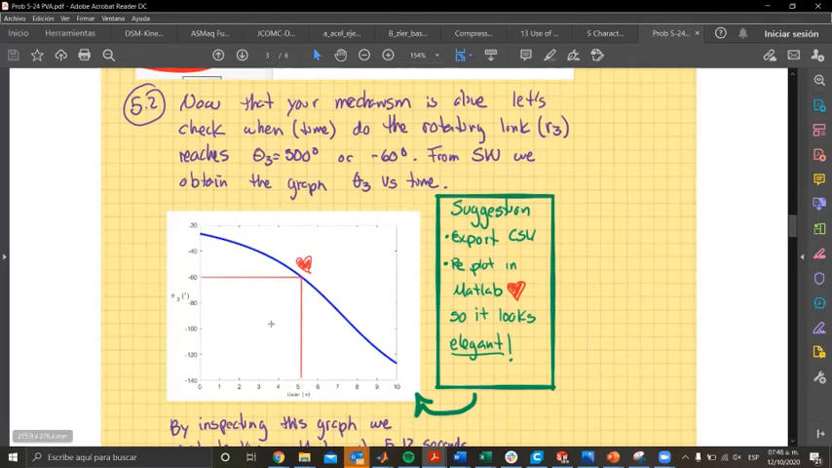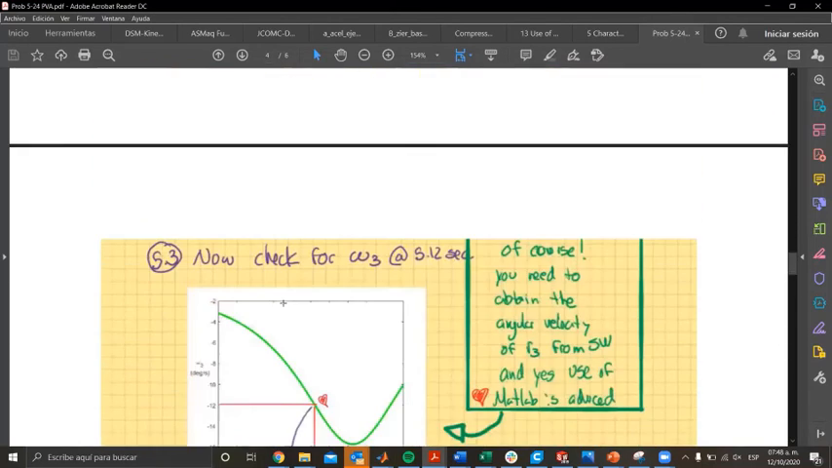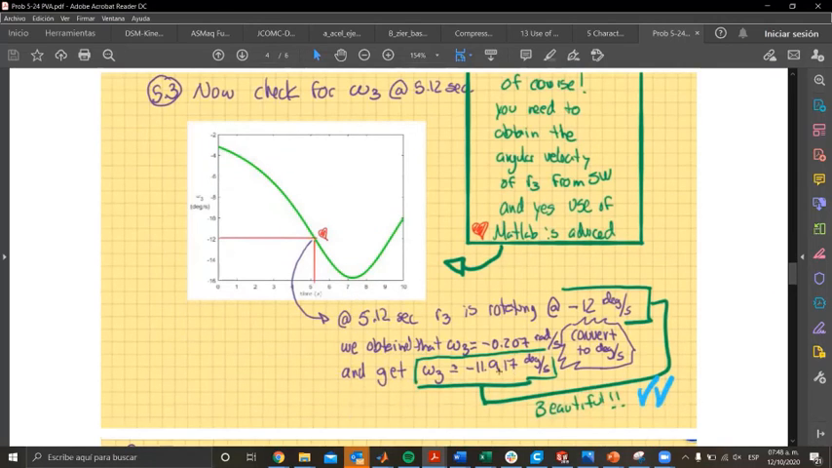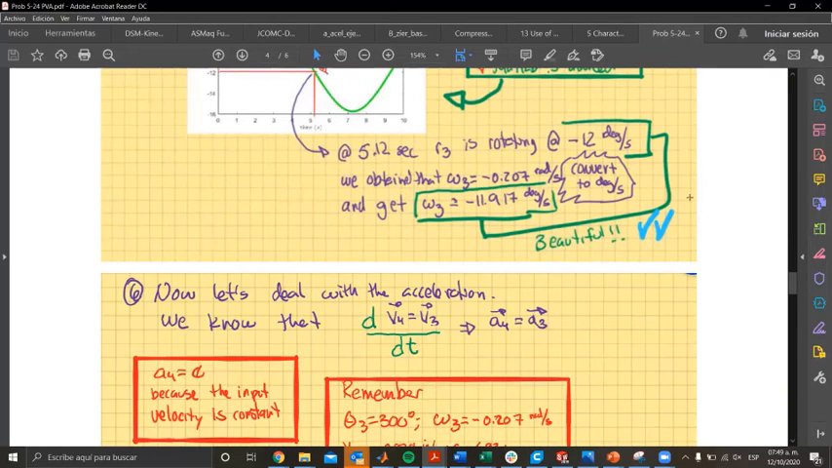But if you plot it again in MATLAB, you can even use Greek letters as variables. You have time and θ3, and you check at which second we reach minus 60. Then we check that same time for the velocity, omega 3. Analytically, we obtain minus 11.9, and we check that at 5.12 seconds we have minus 12. So it's not that bad. And it says beautiful. Okay, lo dejan en visto.